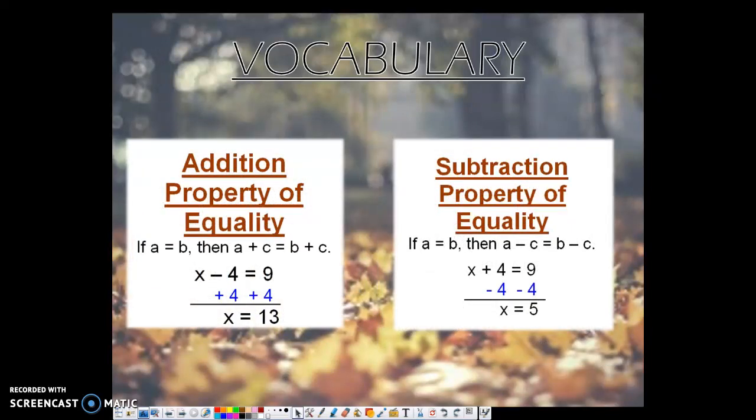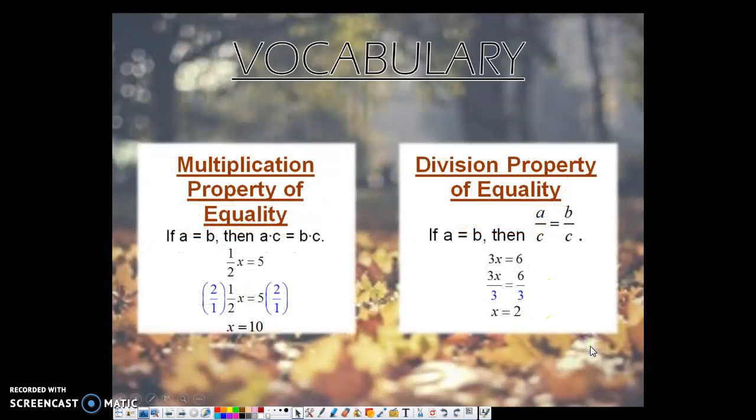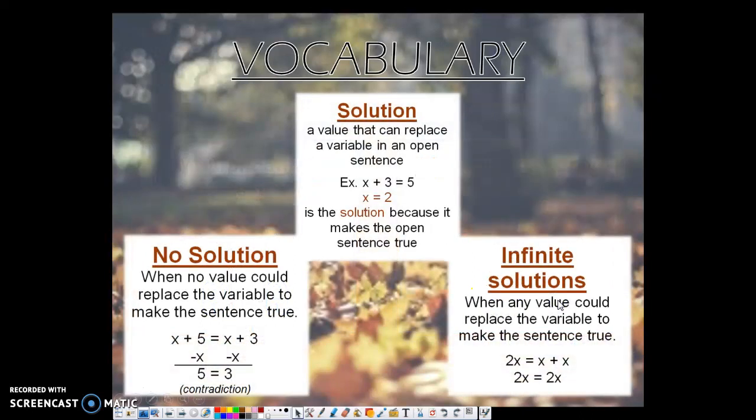Addition property of equality means if you add on one side, you must add on the other. Subtraction property of equality means if you subtract on one side, you must subtract on the other side. Multiplication property of equality means if you multiply on one side, you must multiply on the other side. Division property of equality means if you divide on one side, you must divide on the other side.